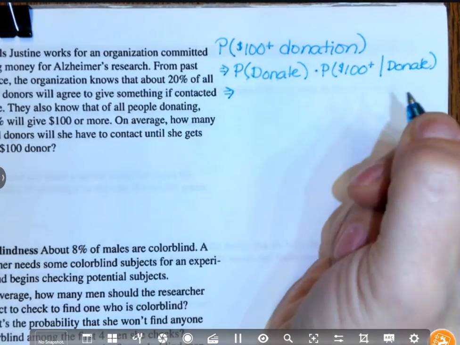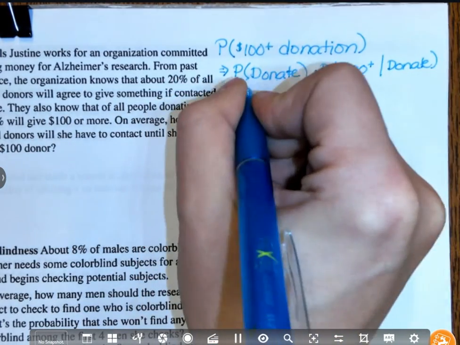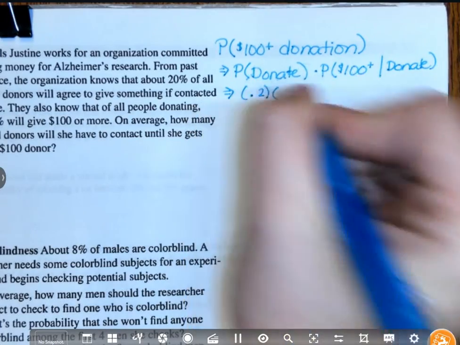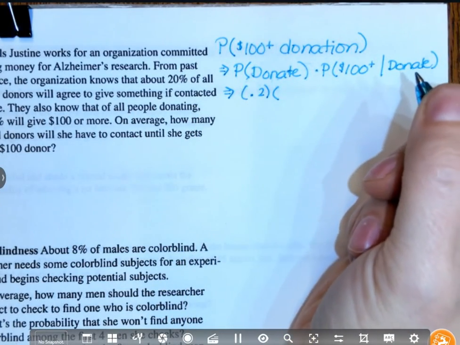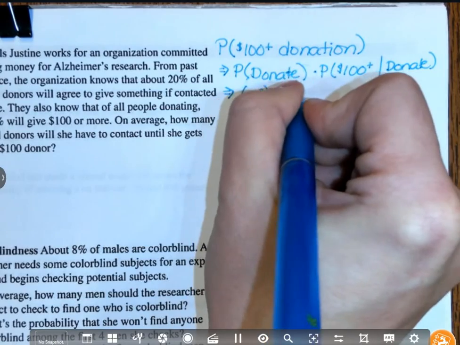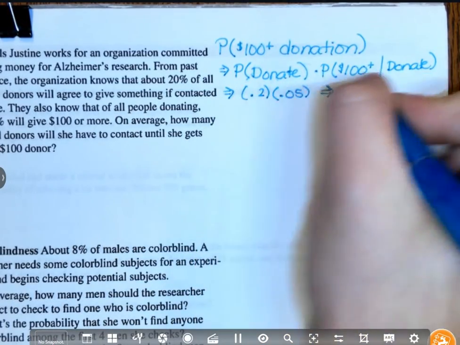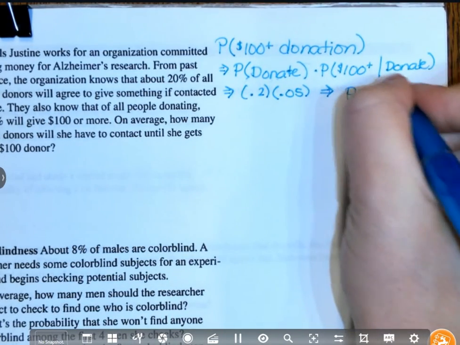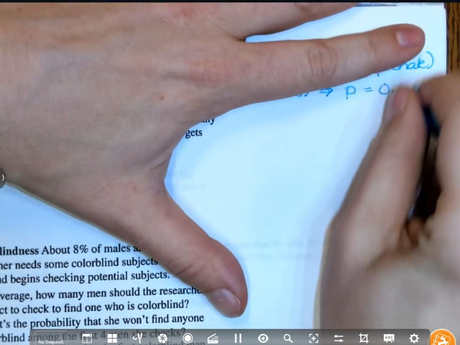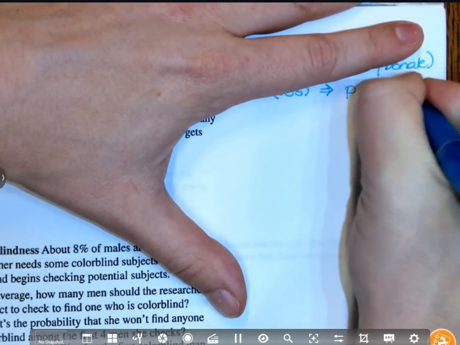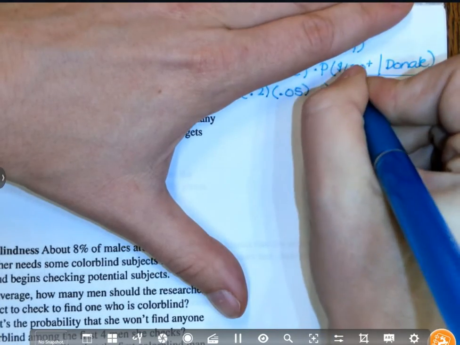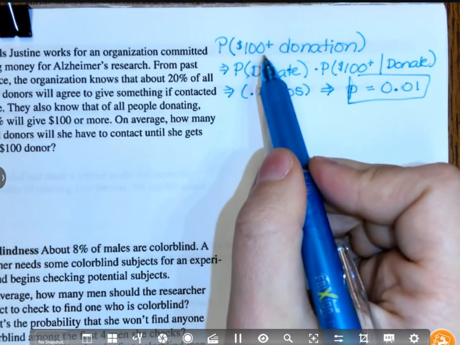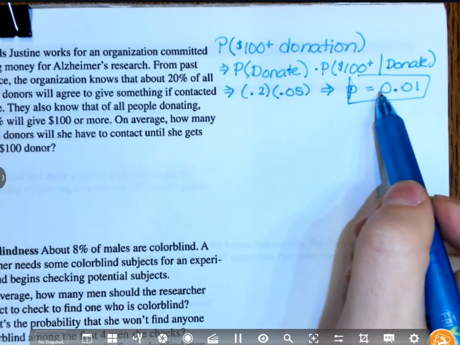So what was the probability that they actually donated? 0.2. Probability that they gave $100 knowing that they donated? 0.05. So that means my P here that I'm talking about is going to be what? 0.01. I was hearing 4s and I was going to write down a 4 because I was saying that. 0.01. So we have the probability of a $100 or more donation is 0.01.